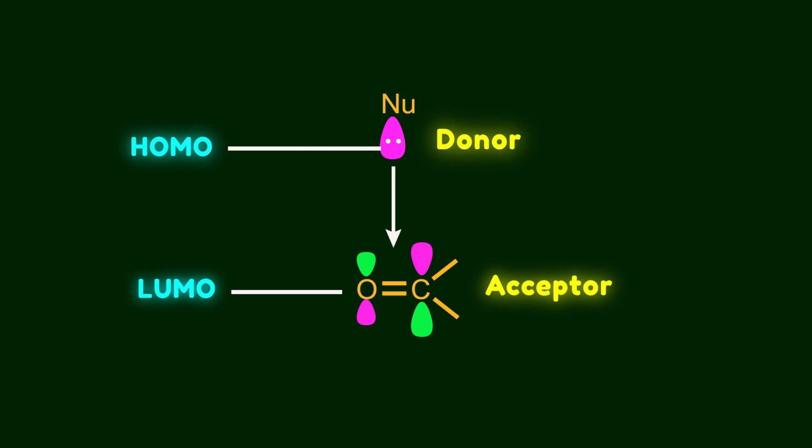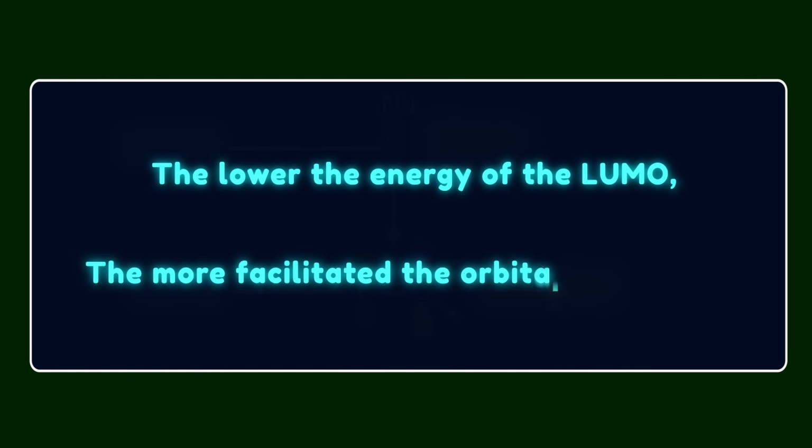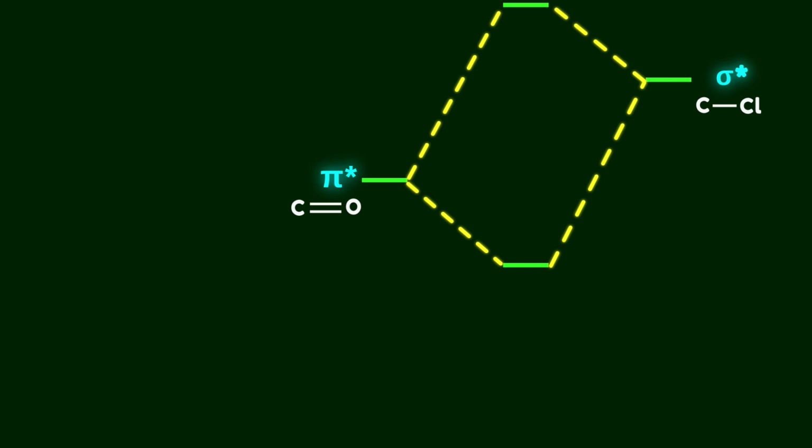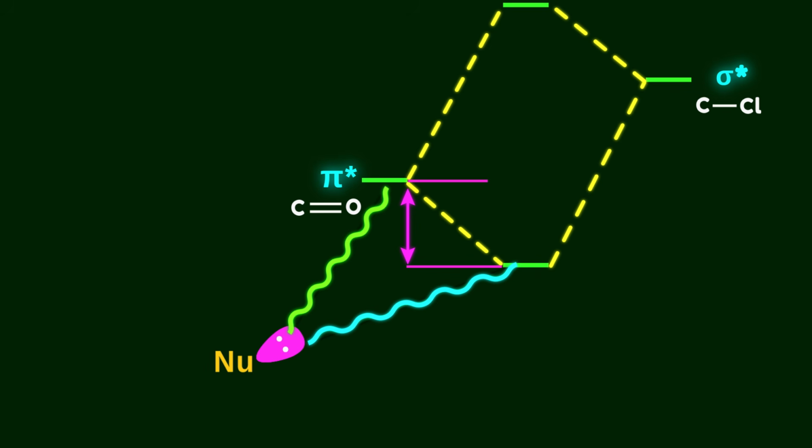Here's an important rule. In a HOMO-LUMO interaction, the lower the energy of the LUMO, the more facilitated the orbital interaction is. In other words, the LUMO orbital is more accessible when its energy is lower. Now get back to the molecular orbital diagram. Look at the energy level of the carbonyl group on the left. You can see that after overlap with sigma star orbital of the C-Cl bond, the energy of the new molecular orbital is reduced. The incoming nucleophile attacks this new molecular orbital because it's more accessible and the reaction occurs more easily than before the overlap.